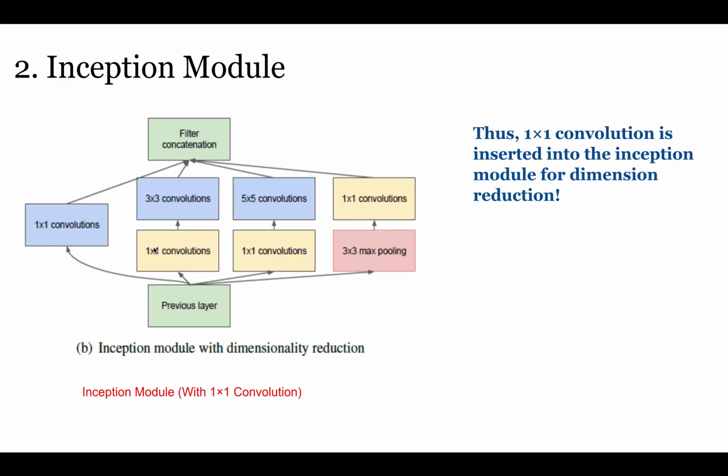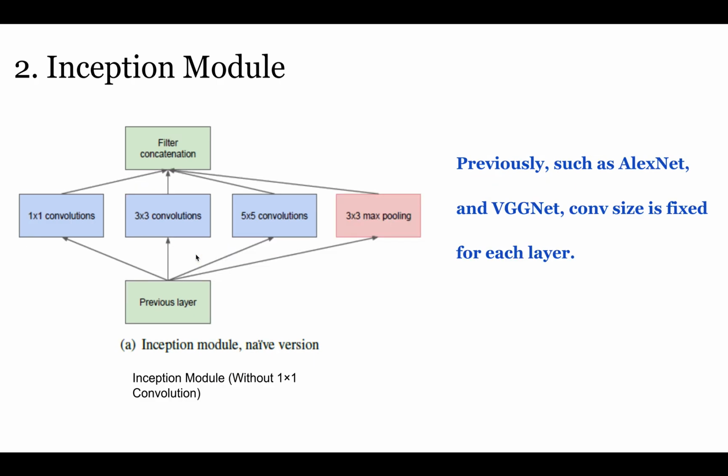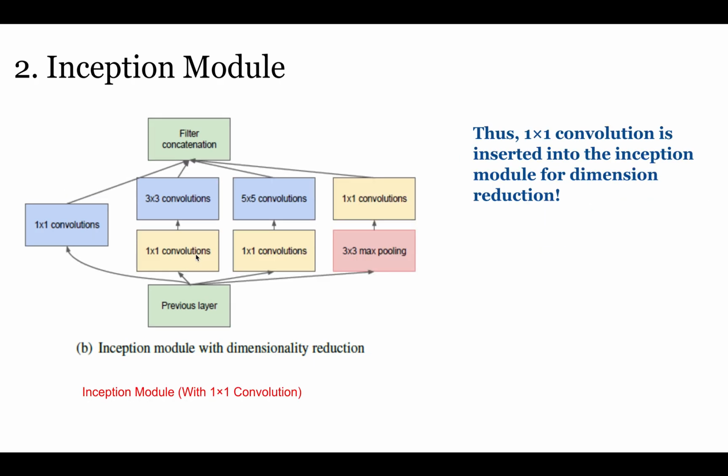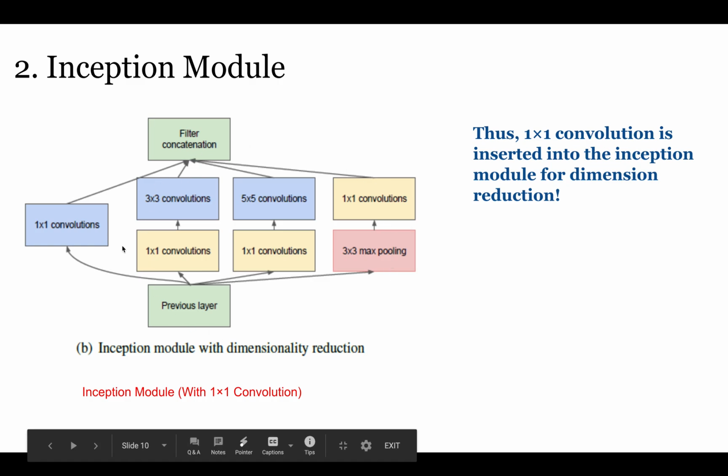Another difference is that I am adding a 1x1 convolution here, before the 3x3 convolution and 5x5 convolution. If I add it here, it will reduce the dimensions. So 1x1 convolution is inserted into the Inception module for dimension reduction. Also, operations like multiplication are much smaller compared to the previous operations. So there are two benefits here. This whole one unit is called the Inception module.